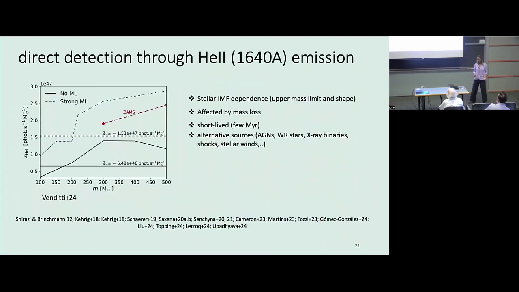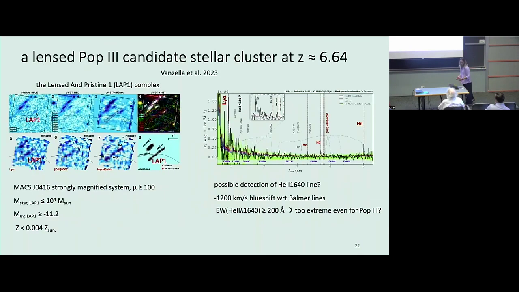Well, one possibility is to detect them through the helium-II line emission. We know that this is very complicated. You have alternative sources. It's short-lived. It is affected by mass loss. I don't have the time to go into the details, but of course, we have some candidates, and it is very interesting that JWST may open up the possibility to really detect this late Pop III star formation.